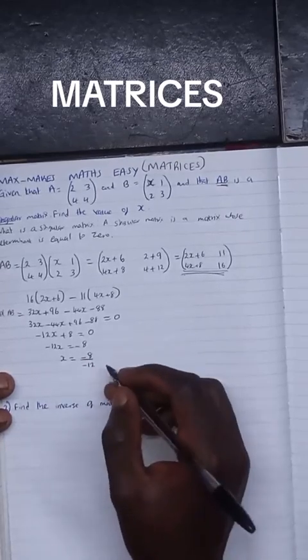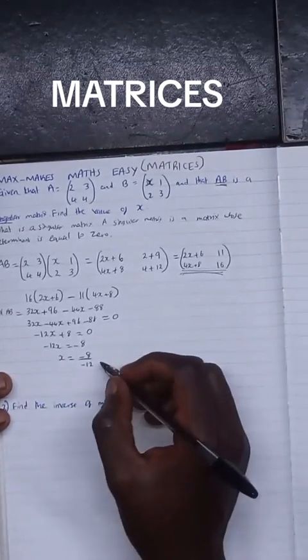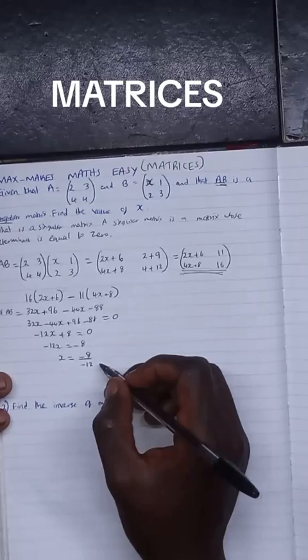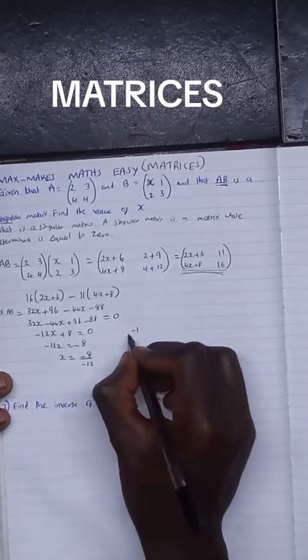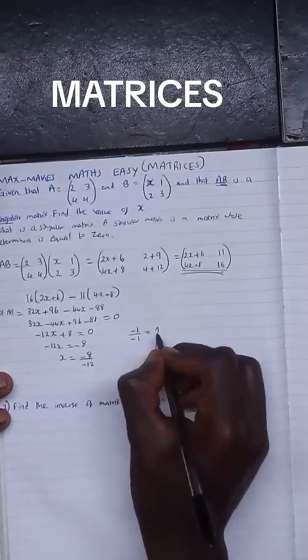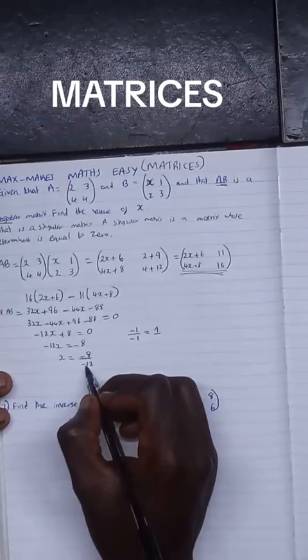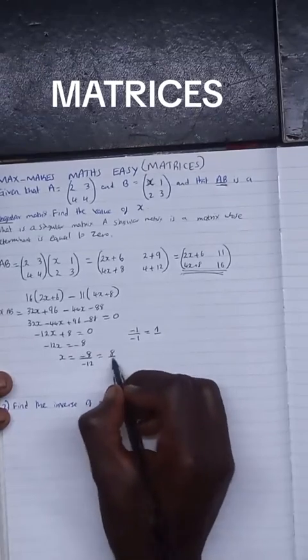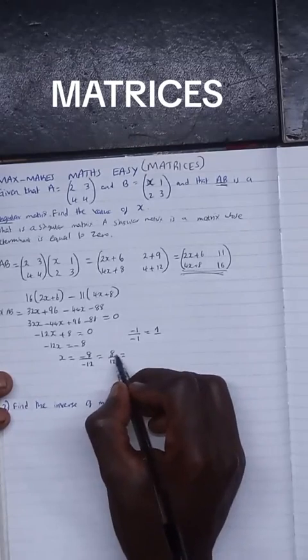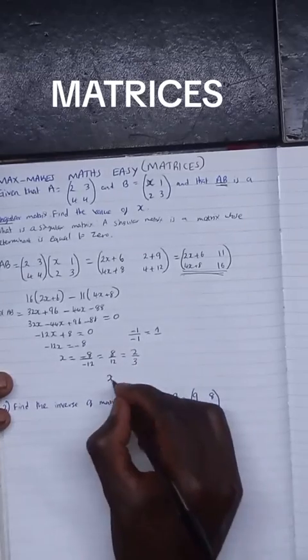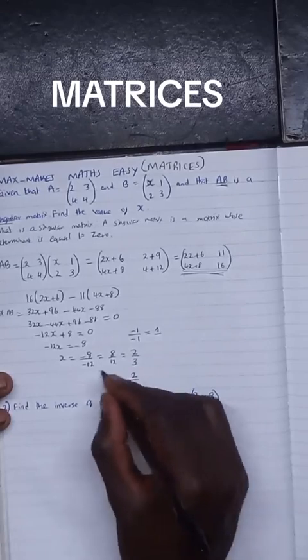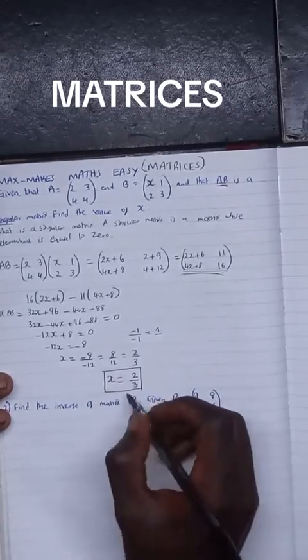What did we learn? We learned that in dealing with problems that involve negative numbers or positive numbers, when you take a negative number divided by a negative number, the solution becomes a positive number. So negative 8 divided by negative 12 is equal to 8 over 12, which when we simplify, 4 goes into 8 2 times and 4 goes into 12 3 times. So the value of x is 2 over 3. That is the value of x.